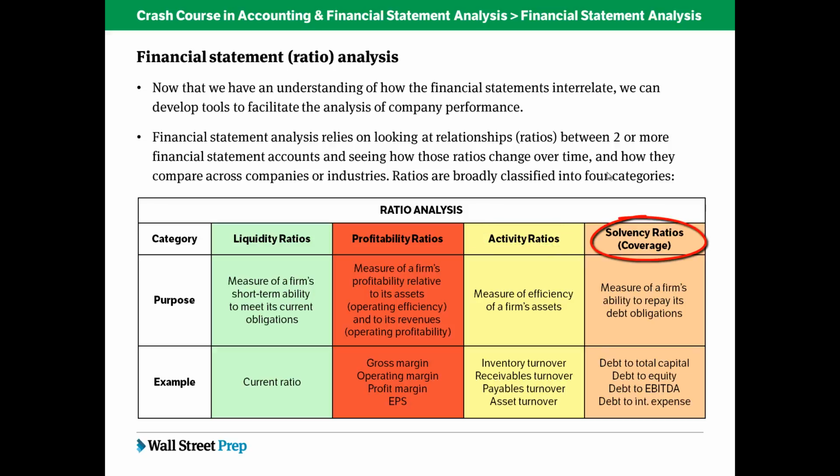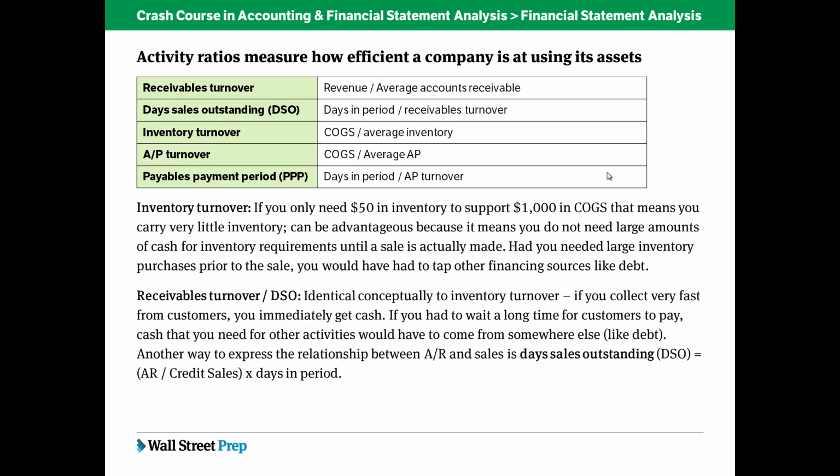Last but not least are solvency ratios. And from a lending perspective or from a capital structure perspective, these are critically important. These measure a firm's ability to repay its debt obligations, and these are the types of ratios that are used widely by lenders, by creditors, to assess debt capacity for businesses. So debt to total capital, debt to equity, debt to EBITDA, or debt to interest expense. These all represent ratios that we're going to talk about that enable lenders, managers, and investors alike to understand how a company is doing from a leverage standpoint or from a solvency standpoint.